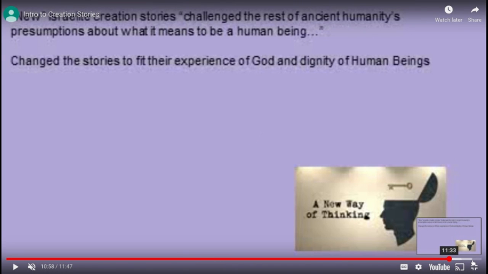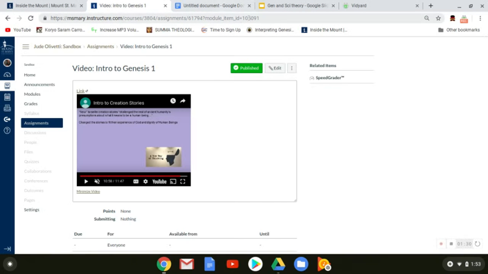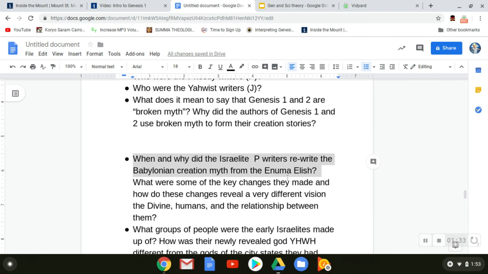And why they changed those stories. And why they chose to use the symbols of their time, but with some important adjustments to get their points across. Specifically into the changes they made, we're looking at how the P writers are writing during the Babylonian exile.